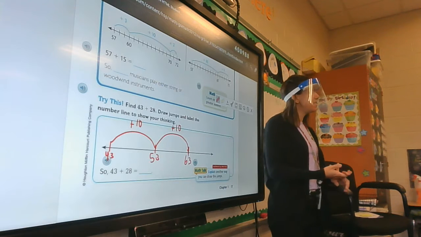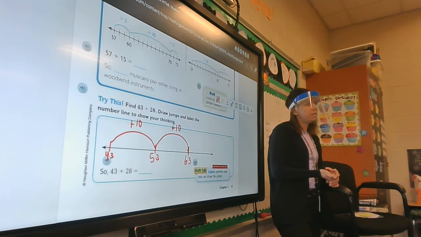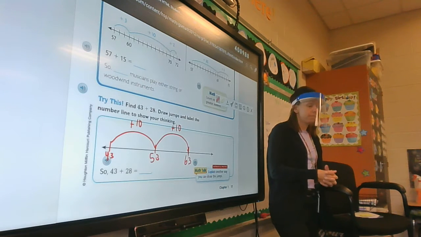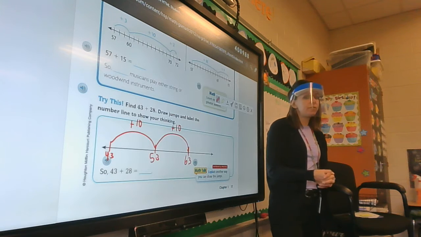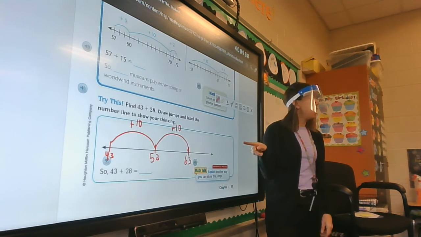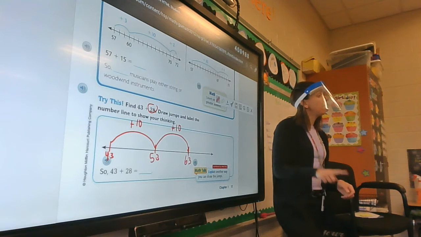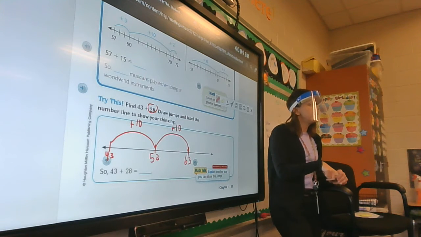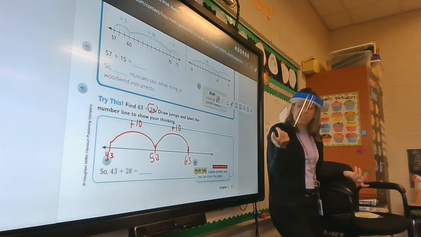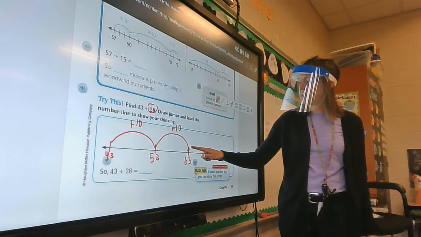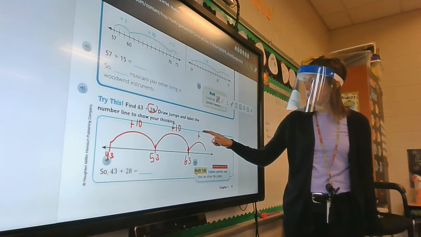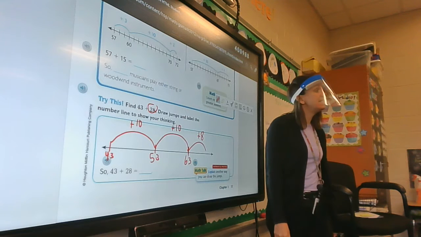Okay, can I make another jump of 10? Why not? Spencer? In 28, there's only 2 10s. If I jumped another 10, I've jumped 30, and I'm not adding 30. I'm only adding 28. So how am I going to jump now? Will? Jump 8. I'm going to jump 8. So what is 63 plus 8?